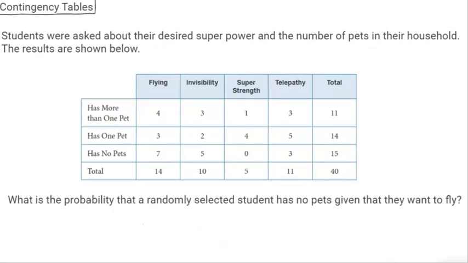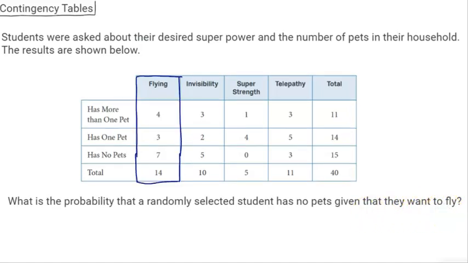And then for our last example, we will find the probability that a randomly selected student has no pets given that they want to fly. The trick to this one is remembering that the word given restricts our sample space to only the second condition. So for the purposes of this question, we are only focusing on that first column. Any number outside of that doesn't matter.